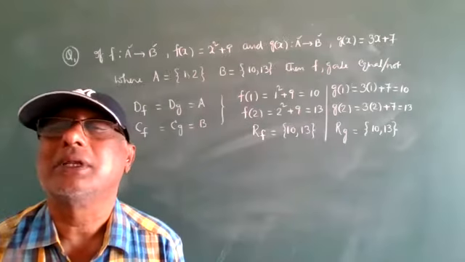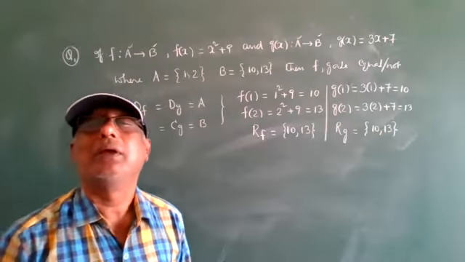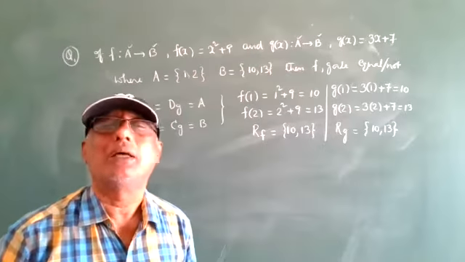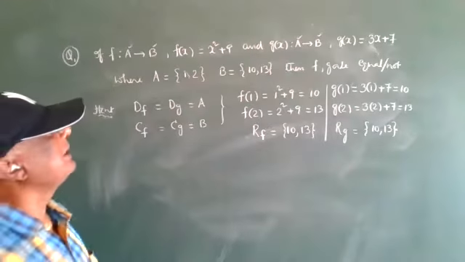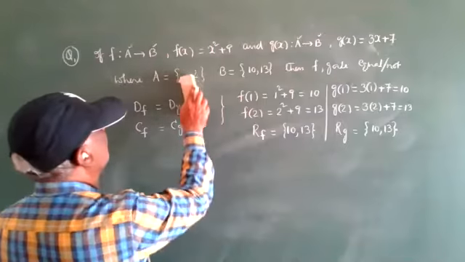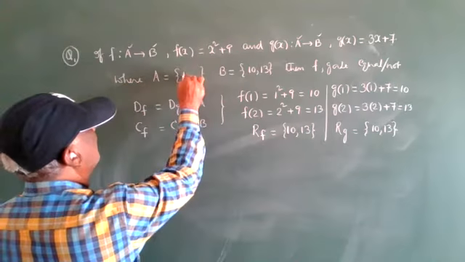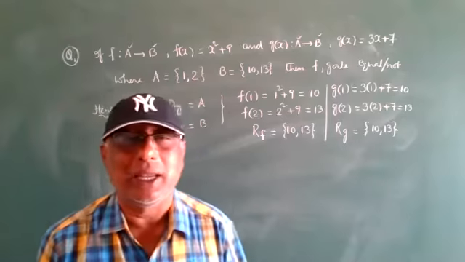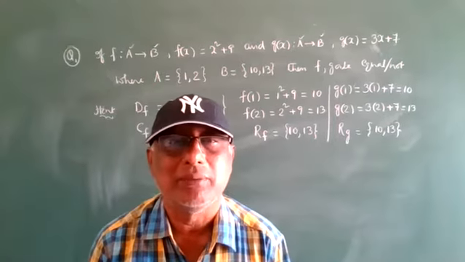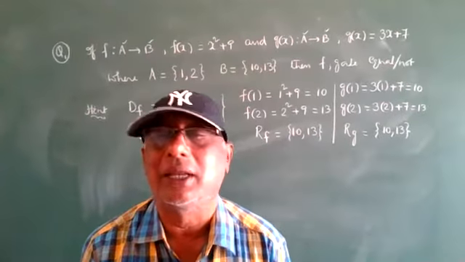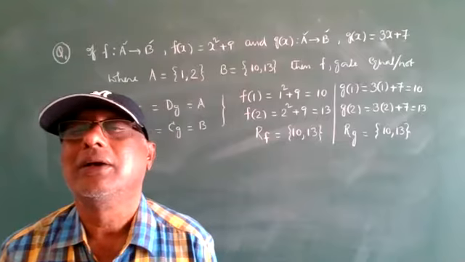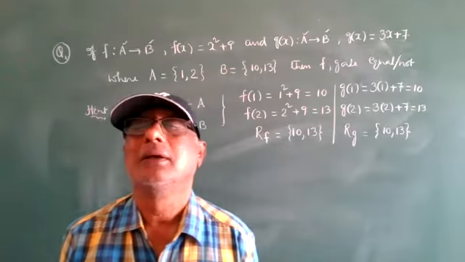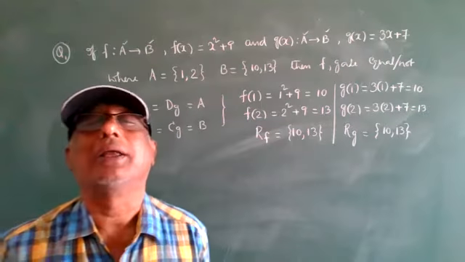Last line of the question is not clear, sir. Read once again. The last line of the question is: this is the A set, where A is 1 comma 2, and B is 10 comma 13. Now see, B is 10 comma 13. Now it is clear.